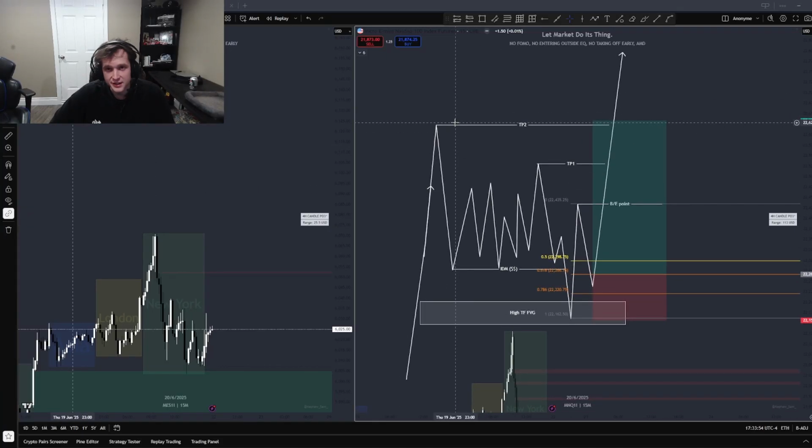So I know a lot of ICT and SMC traders don't really use candle patterns, but here's where my strategy is different from the rest. I use engulfing candles. Now, bear with me.